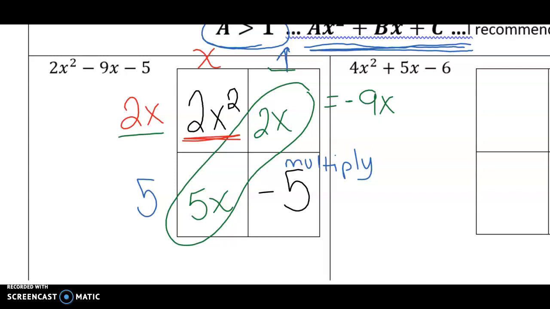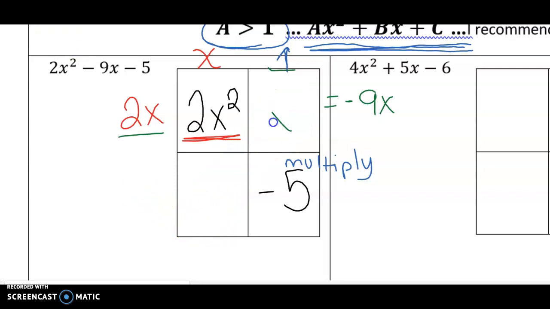So I know that the 5 and the 1 do not work. So I'm going to go ahead and switch them. And again, I recommend you use pencil because we're going to be doing quite a bit of rewriting and guessing. So I'm going to put the 5 there and the 1 there. Notice that it's different. x times 1 is 1x. 5 times 2x is 10x. Now, 1 and 10 gives me 11.